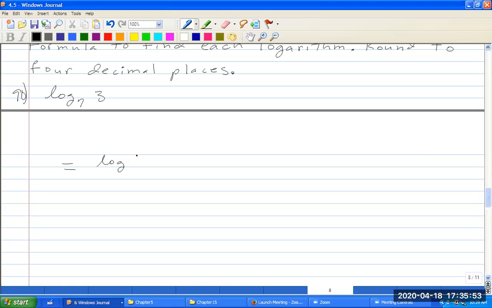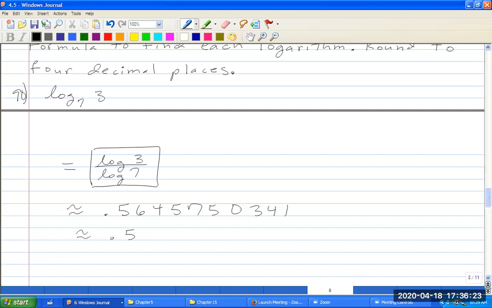So log base 7 of 3 is just log 3 over log 7. And so that's your answer. And so let's plug that into a calculator, and I get 0.5645750341, which to 4 decimal places is 0.5646. And that's your answer. Okay.